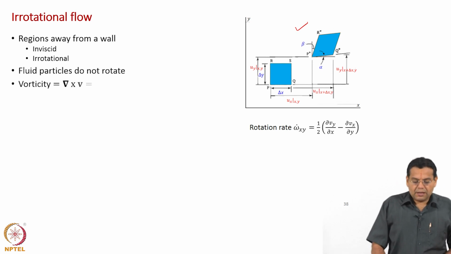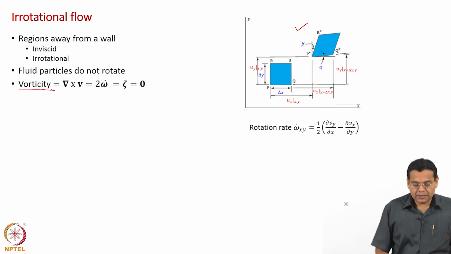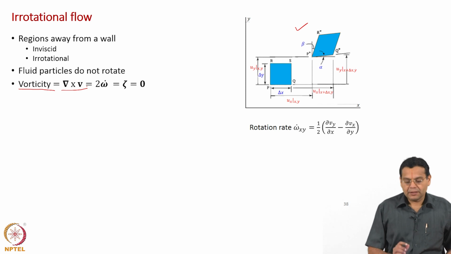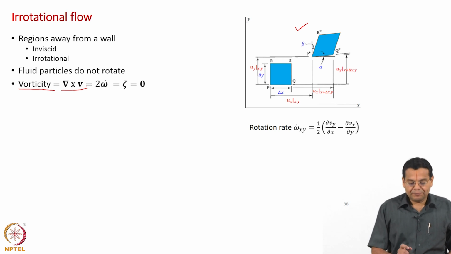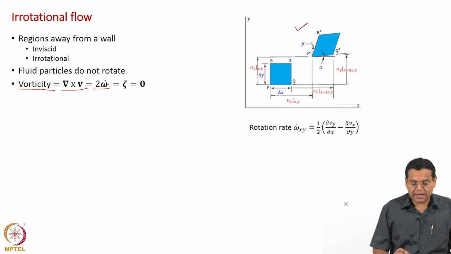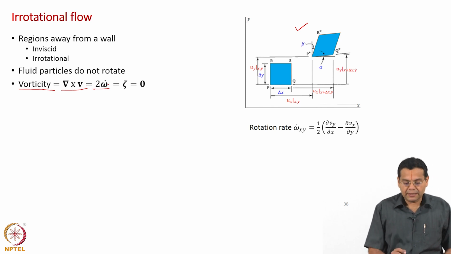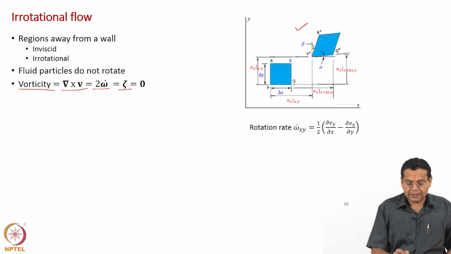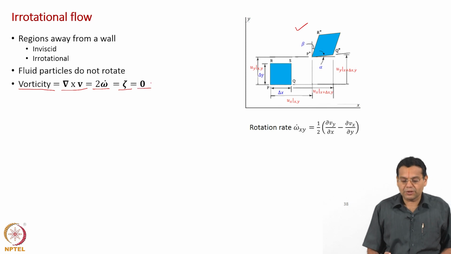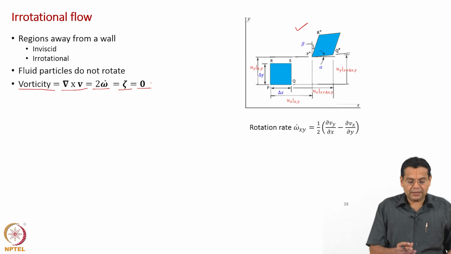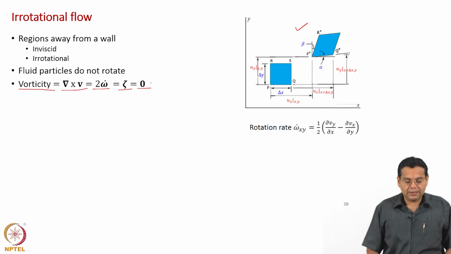How do you quantify it? We have seen vorticity is given by del cross V, the curl of the velocity vector, which we said is 2 times the rate of rotation vector, and the vorticity vector is equal to the 0 vector. That is how we quantify irrotational flow. So, del cross V represents rotation, and since we are considering flows which are inviscid and irrotational, the vorticity is the 0 vector.